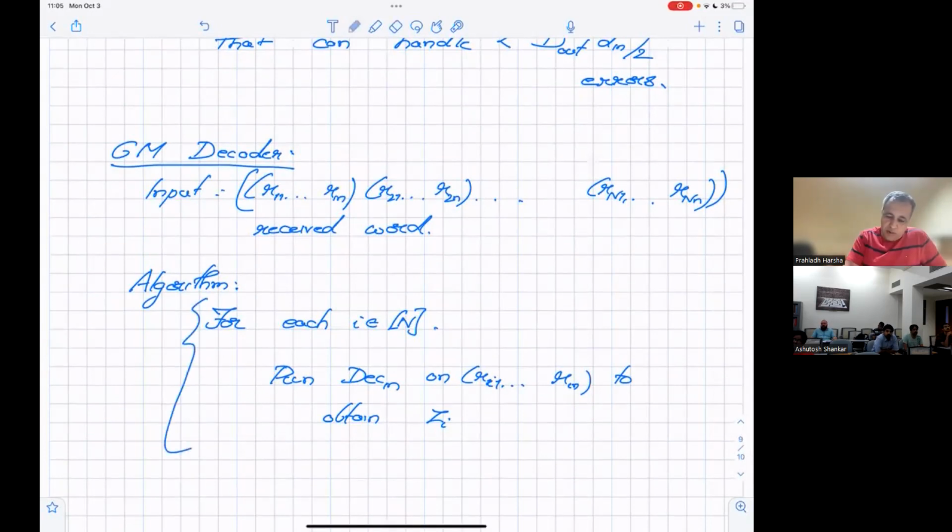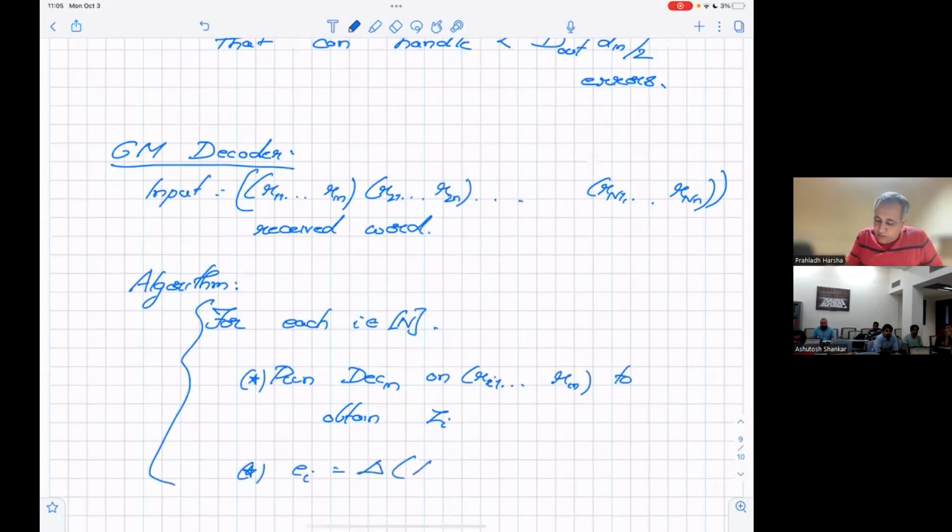But I'm going to do one more step. That's what you would have done all the time, but I'm going to do one more step. We are going to find out E_i, which is the distance between the encoding of Z_i and this R_i block. Notice that sometimes it's going to obtain either a Z_i or a bottom. It's sometimes going to say I can't decode because the number of errors is more than d by 2. I don't see any codeword in the d by 2 ball around this location.